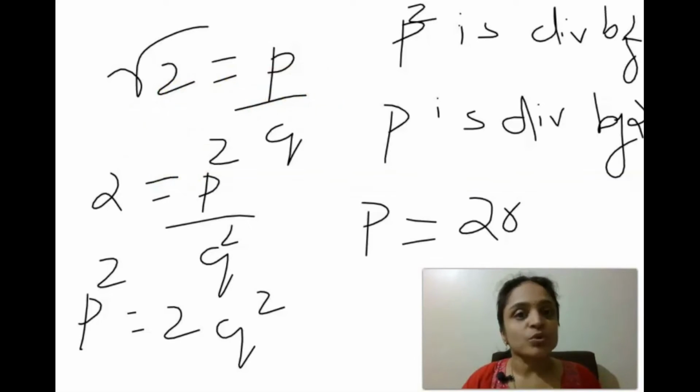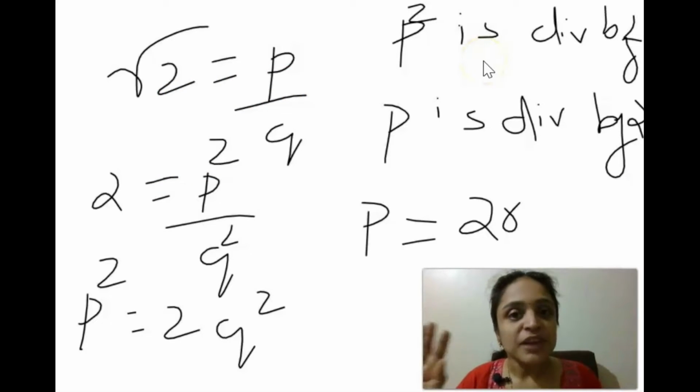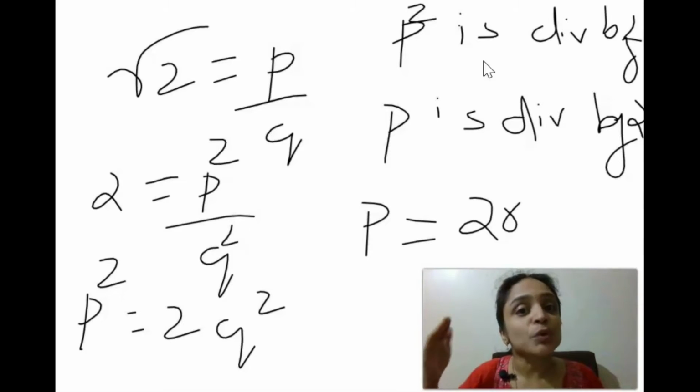First question is prove that root 2 is irrational. First, we'll assume that root 2 is rational. Then, we have to prove that it is not true. Root 2 is not rational, which means root 2 is irrational. For that, first we are assuming root 2 is rational.